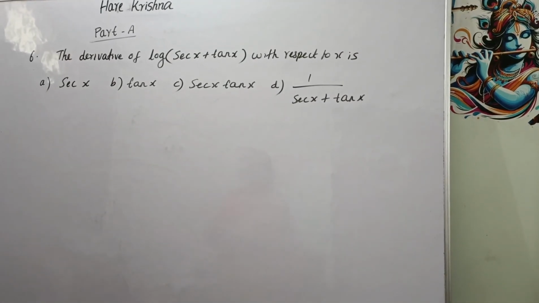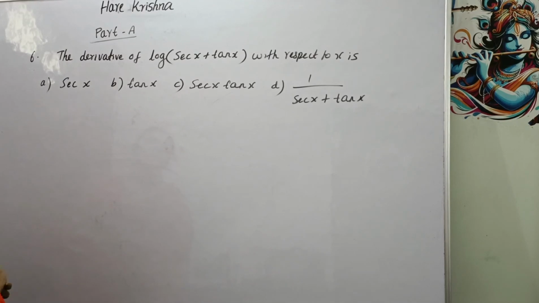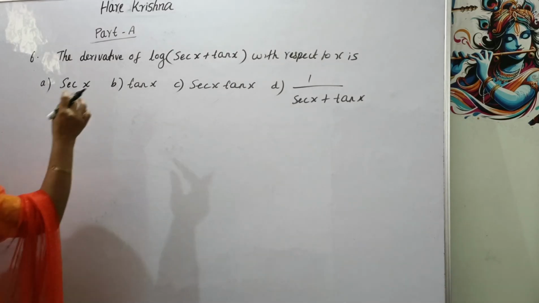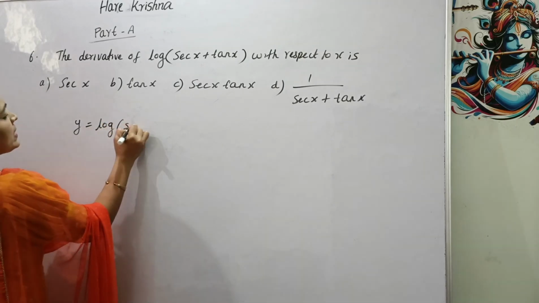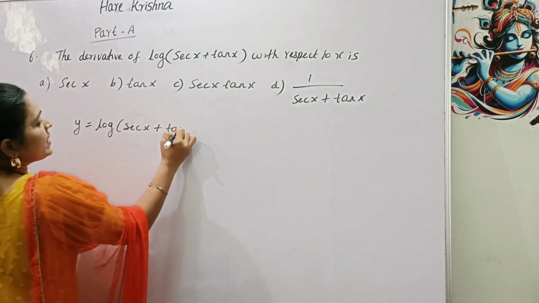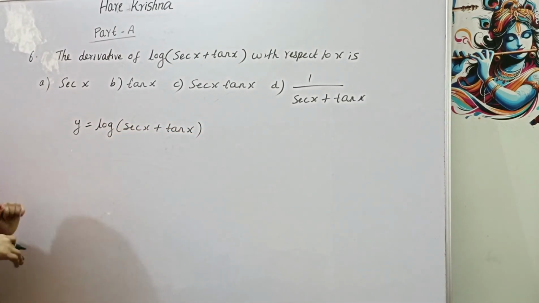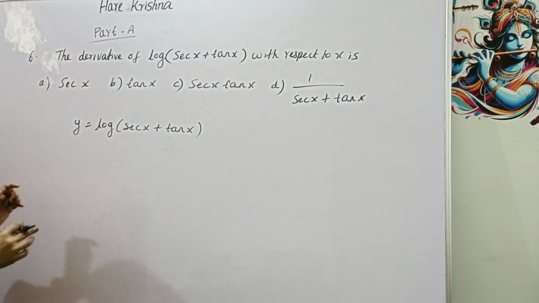Next question is, the derivative of log of sec x plus tan x with respect to x is, options: sec x, tan x, sec x into tan x, 1 by sec x plus tan x. So here given function is, let's take y is equal to log of sec x plus tan x. So we have to differentiate it with respect to x. That is, we have to find dy by dx.